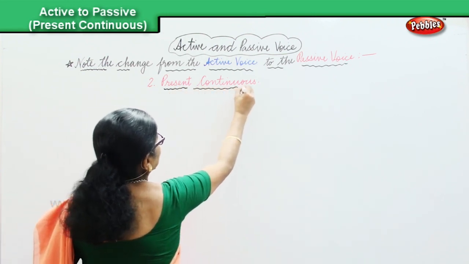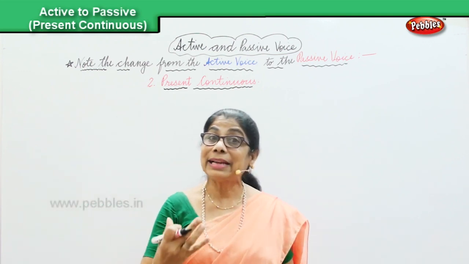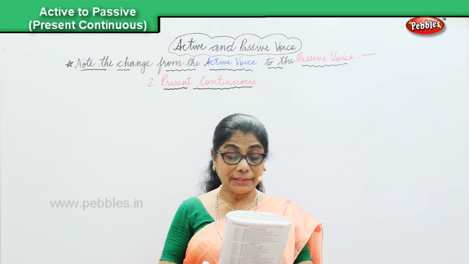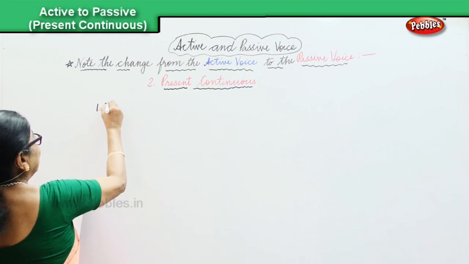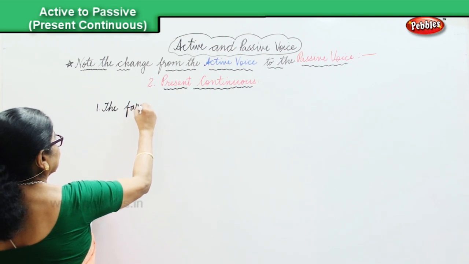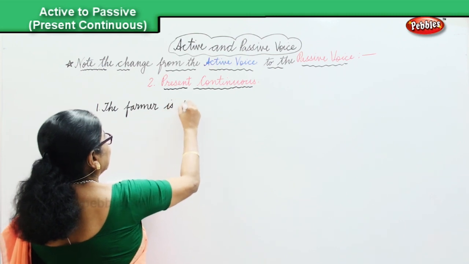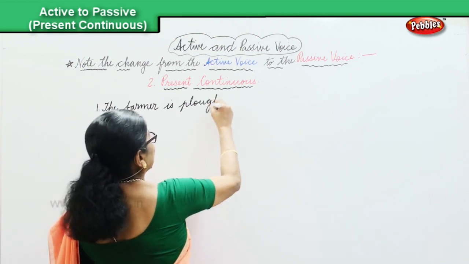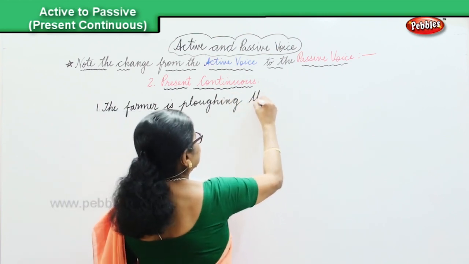So I'll give you a few sentences for us to look at the passive voice, carefully look at the changeover into the passive. First is the farmer. The farmer is plowing the field.